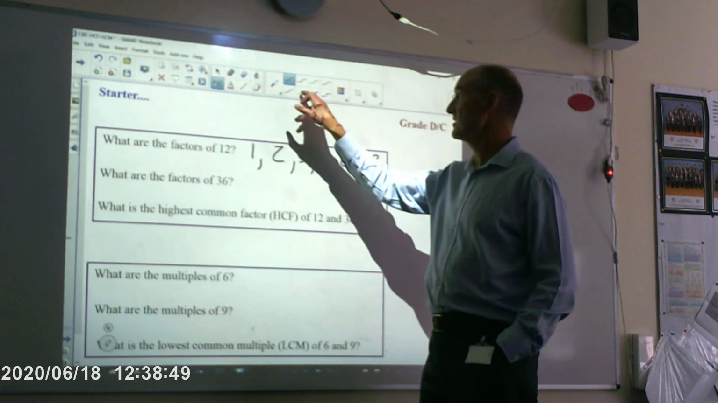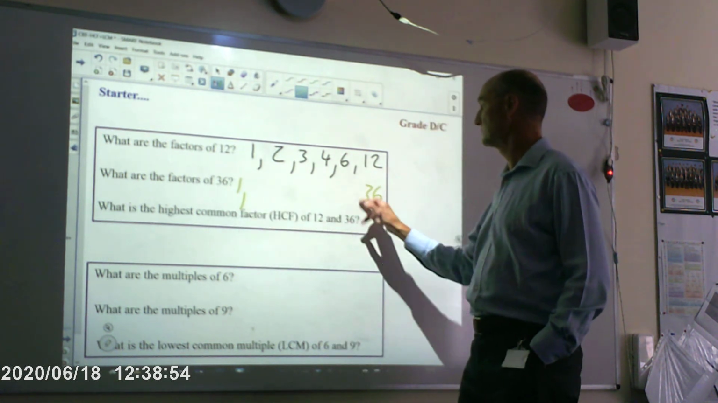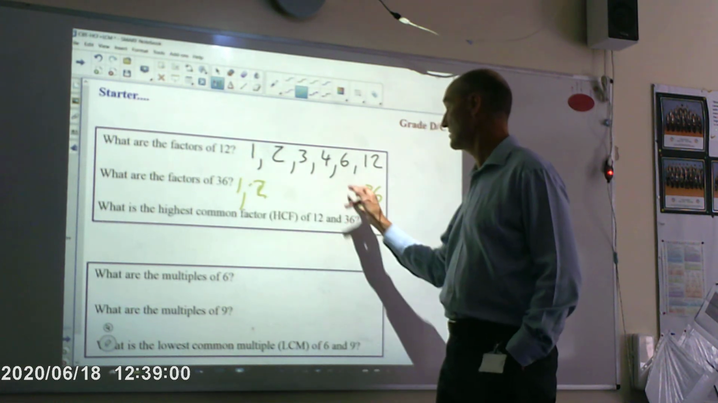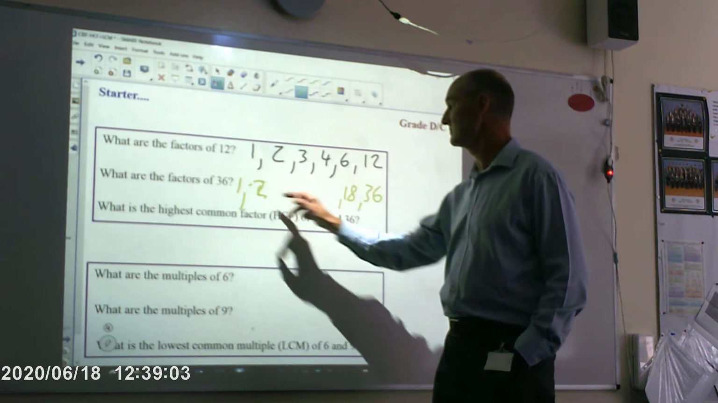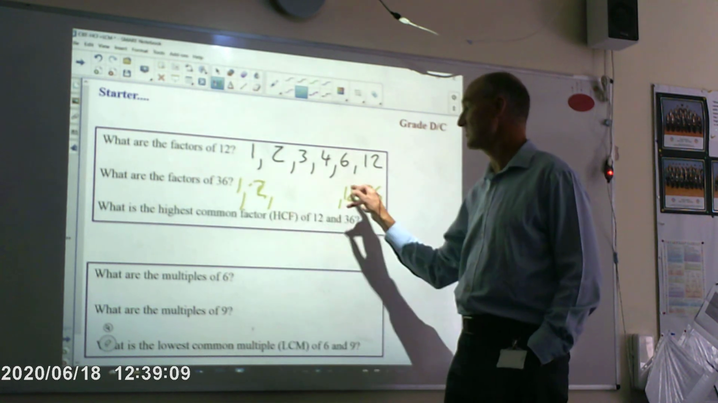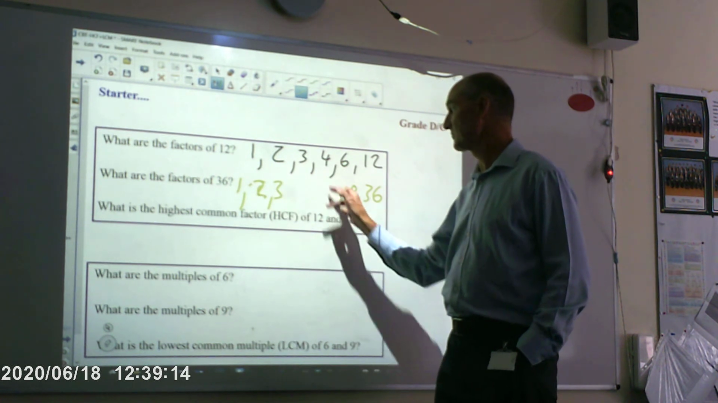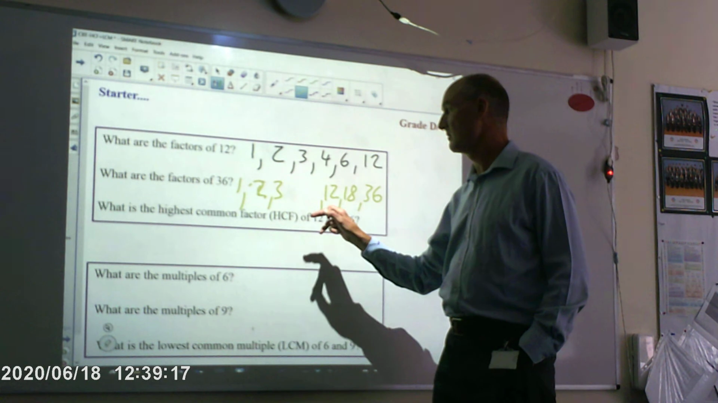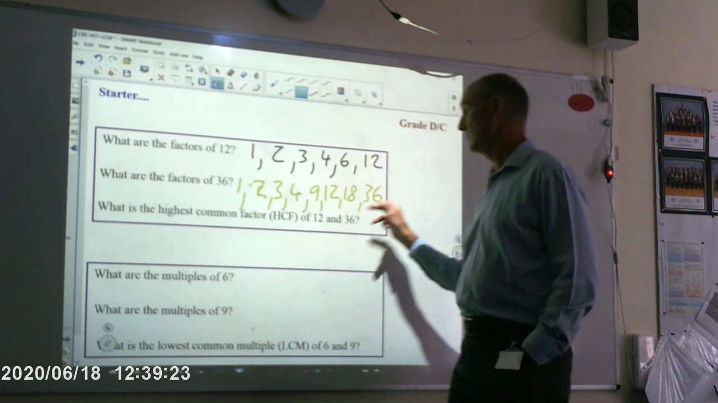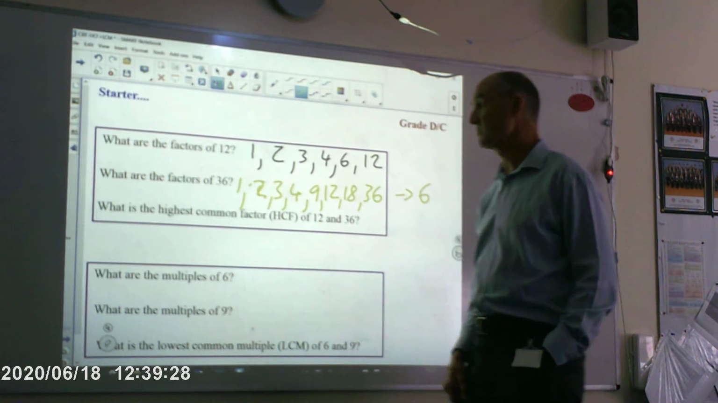What about the factors of 36? Very similar. 1 and 36, 2, which also means that 18 is a factor. Pair up, 2 times 18 equals 36, so 2 is a factor of 36, 18 is a factor of 36, 3 is a factor of 36, 12 is a factor of 36, 4, 9, not forgetting an important one, 6. 6 times 6 is 36, 6 squared.